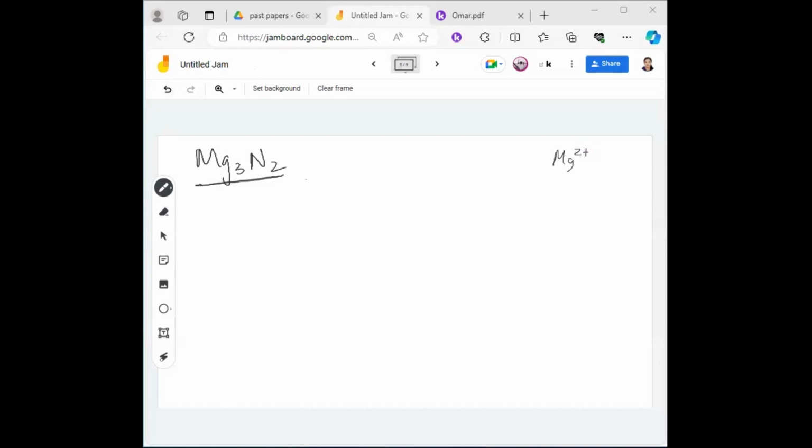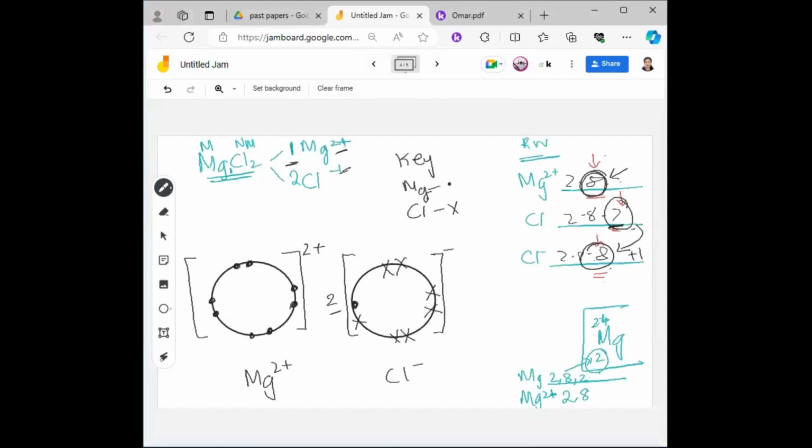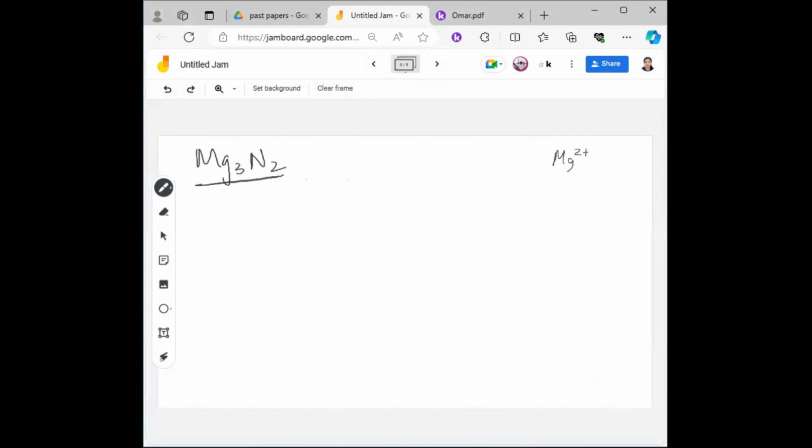There are 3 Mg, so I'll write Mg 3 times in the rough work. No, no, no. Why would you write it 3 times? You will just write the number 3 over here. Just like magnesium, let's say over here we have 3 magnesium. So we will just write over here 3. Are you getting it?